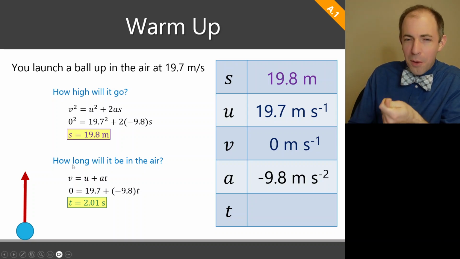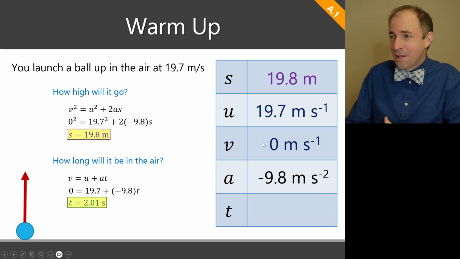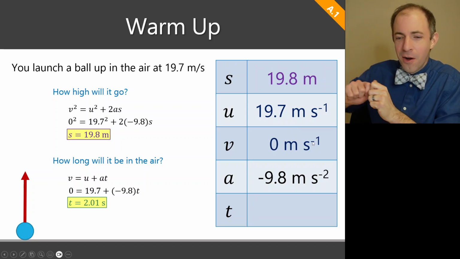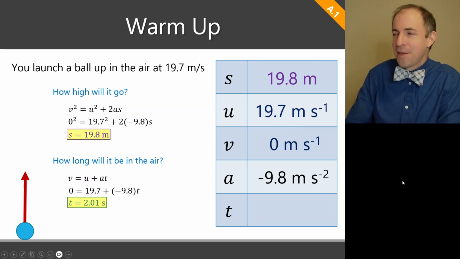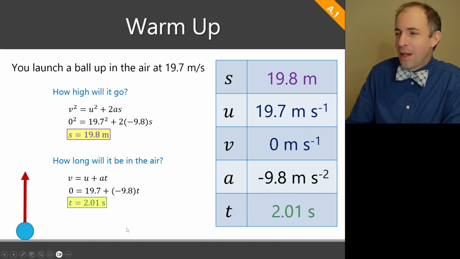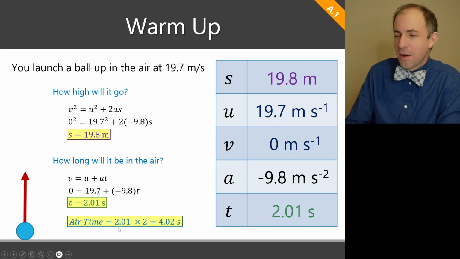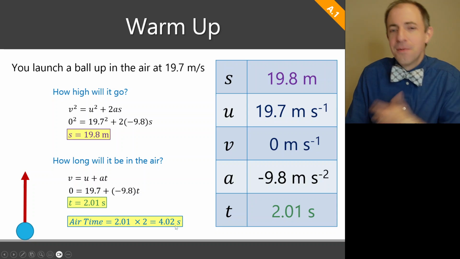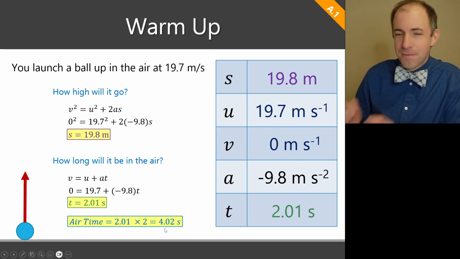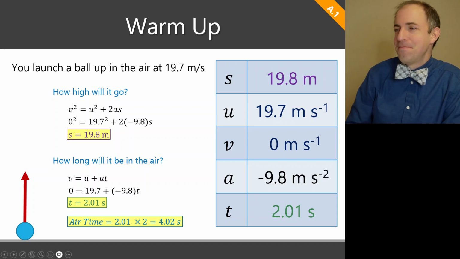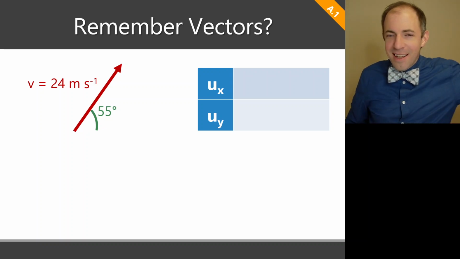But that doesn't actually answer my question. My question was how long will it be in the air? Remember, in order to call the final velocity zero, we are looking just at the first half of the problem. So we need to multiply that by 2 to find the airtime. So airtime is 2.01 times 2, or 4.02 seconds, to go up and then back down. All right, we will see that again later on.